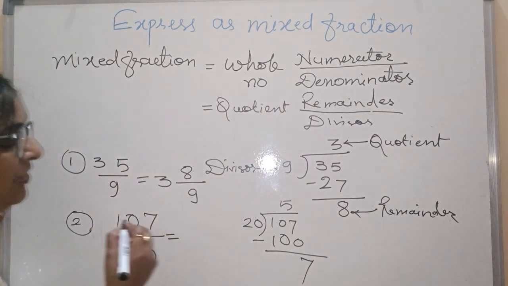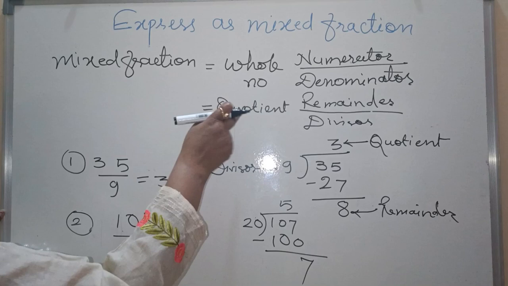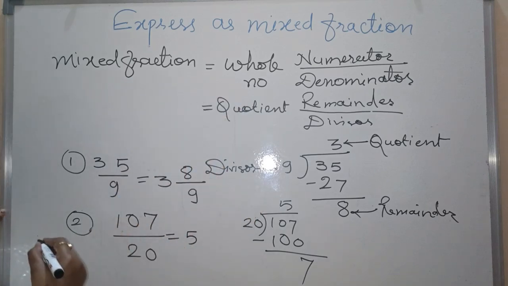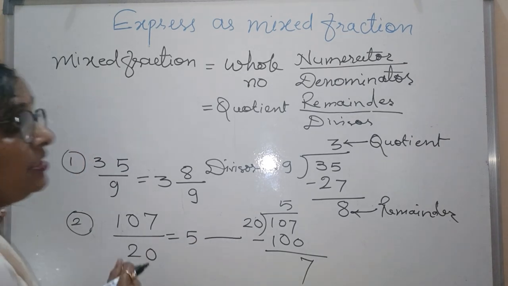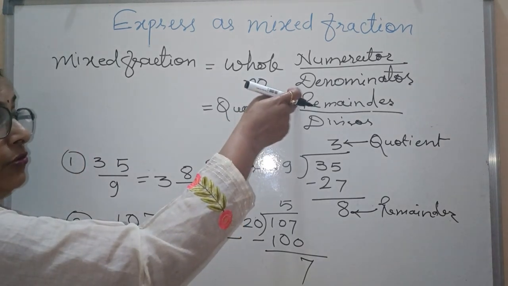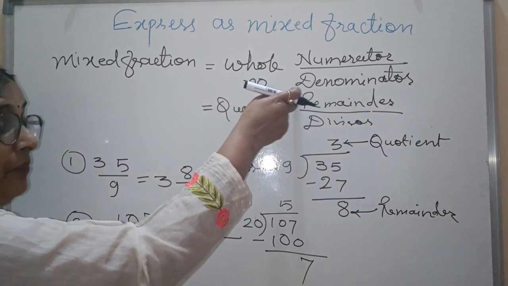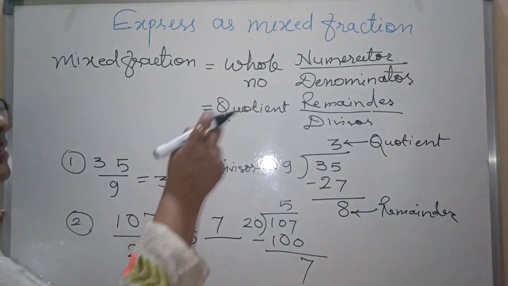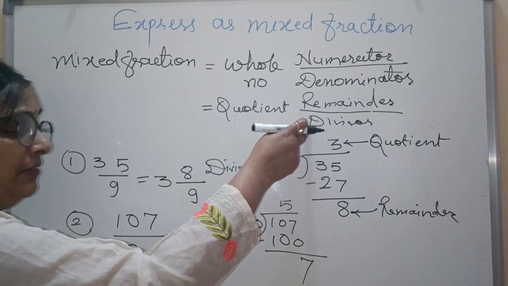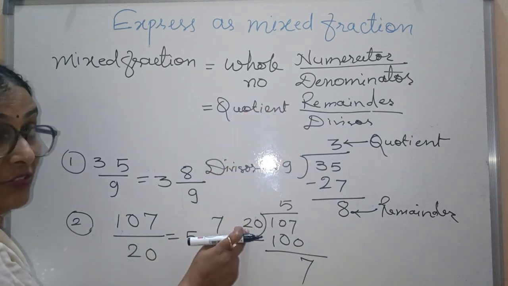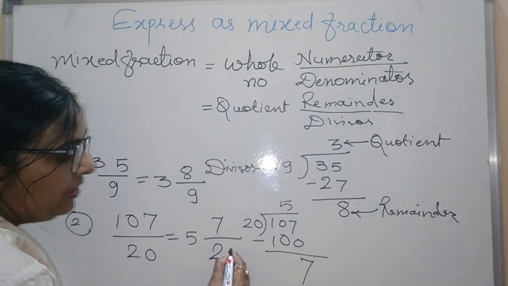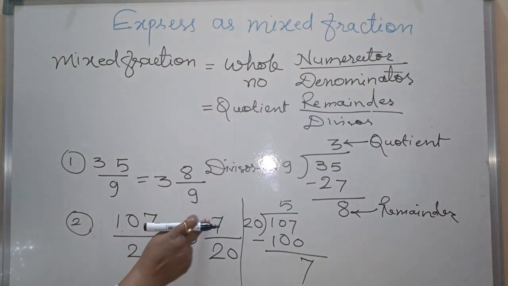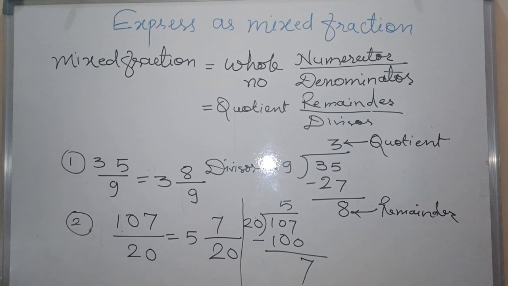Now write this in mixed fraction. First you have to write what? Quotient. What is your quotient? 5. 5 is your quotient. What you have to write in numerator? You are going to write in numerator remainder. So 7 is your remainder. What you are going to write in divisor? 20. So here I am writing 20. So your fraction will be 5 7 by 20.